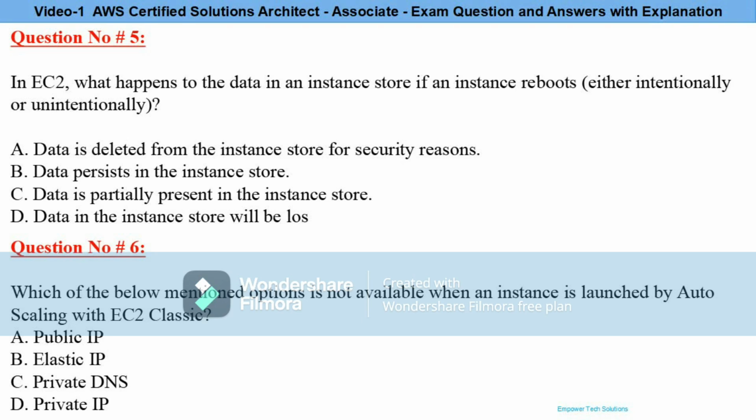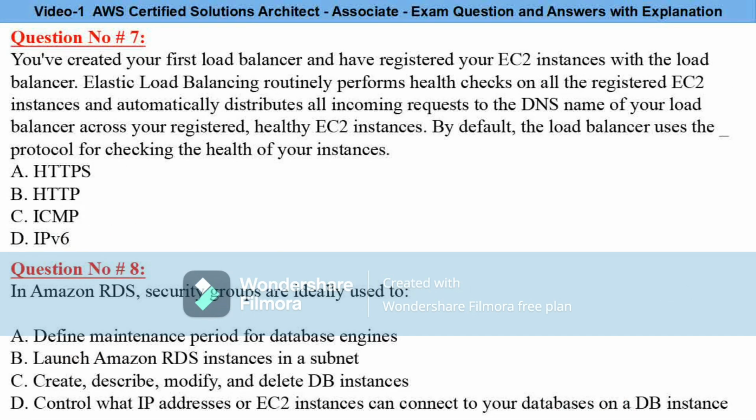Which of the following options is not available when an instance is launched by Auto Scaling with EC2-Classic? The public IP, elastic IP, private DNS, or private IP. Let's move to the next question.